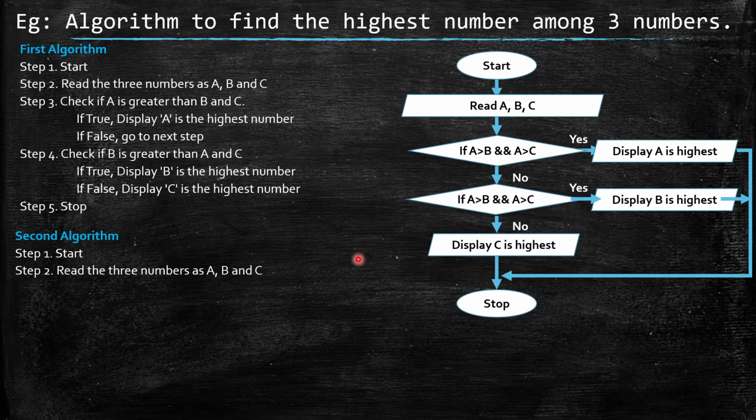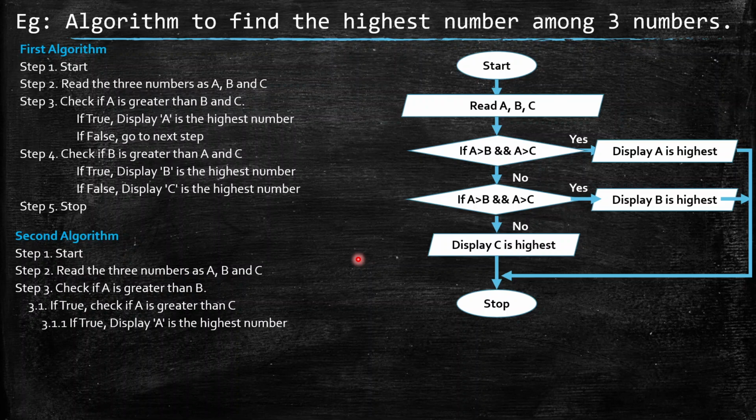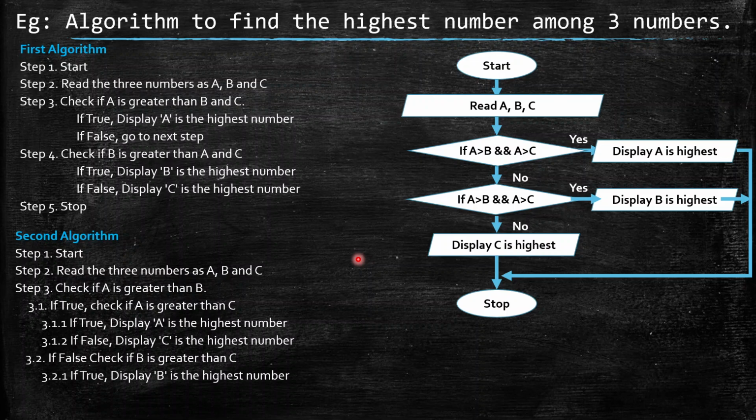Let's find another way to write the algorithm. Read the three numbers, and check if A is greater than B. If A is greater than B, then A is the greater, and if it is true, then check again with C. If C is also smaller, then of course A is the highest number. You can do it like this also, it's a way to analyze. But I'm not going to teach you how to write algorithms right now, in another step we will.